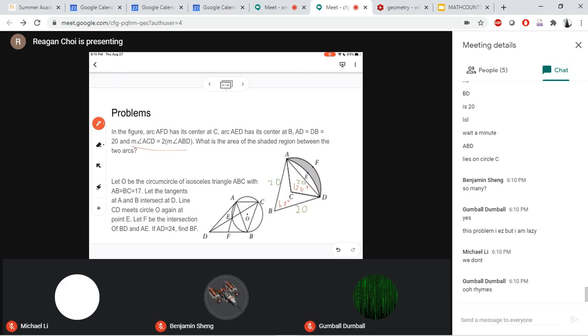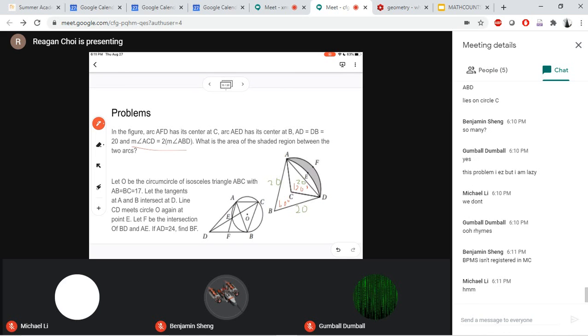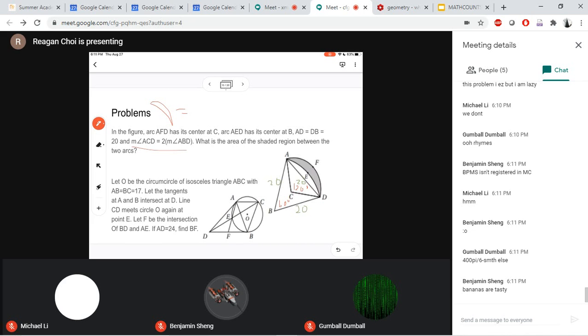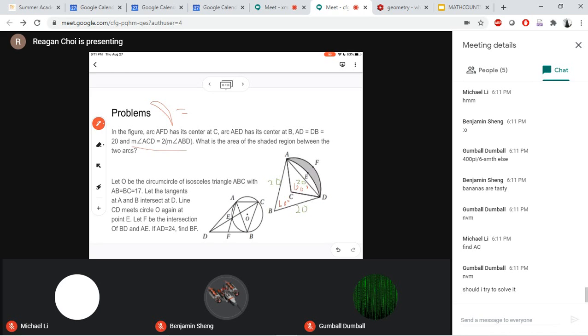Anyone? No? Or we're just not going to do it? So this crescent shape, the banana, equals 400 pi over 6 minus something else. It's probably right, but I don't know why. Let's see, 100 pi over 3 minus 400 pi something. I don't know about that.